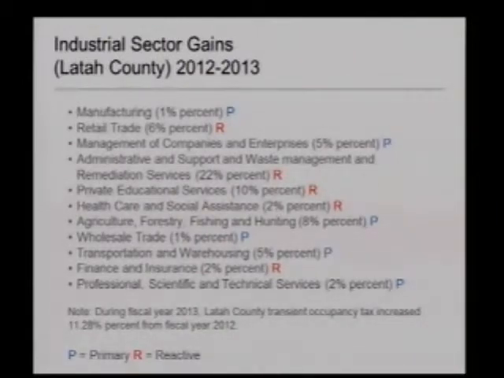When you look at the one-year change from 2012 to 2013, you'll see manufacturing has picked up by 1%, retail trade has picked up, management of companies has picked up, private educational services, healthcare, social assistance, agriculture, wholesale trade, transportation, finance and insurance, professional, scientific, and technical services. You'd also note that the Latah County transient occupancy tax increased 11.28% from fiscal year 2012.